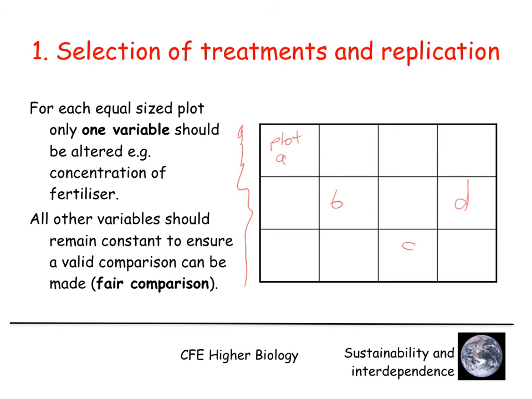Now, normally the minimum number of replicates would be 3, and they must take into account the variability and reduce the effect of this experimental error. So a minimum of 3 replicates, and that allows a valid statistical analysis of the results to be carried out. The more replicates that are set up, the more reliable the results.